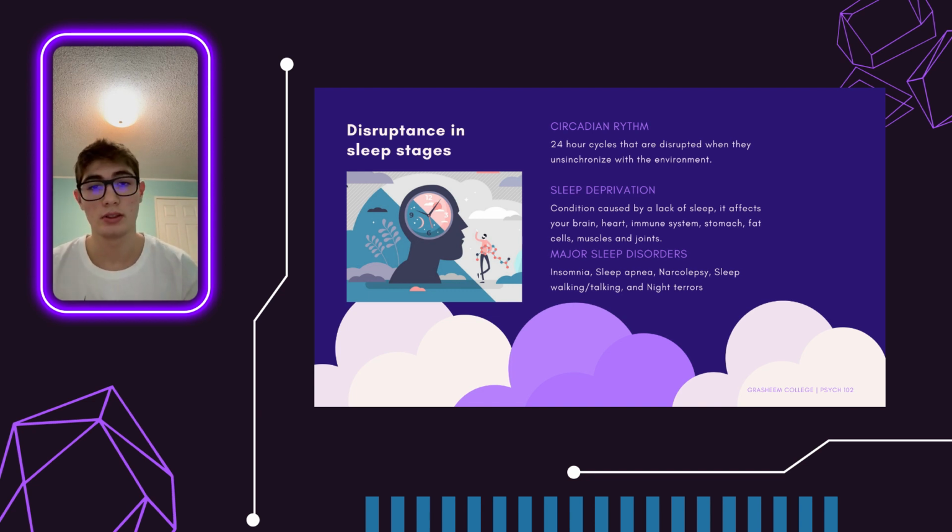Then joints, where it increases the probability of arthritis and inflammation. And in muscles, it reduces strength, reaction, and learning. So it basically affects your whole body. And this is basically why sleep is so important.